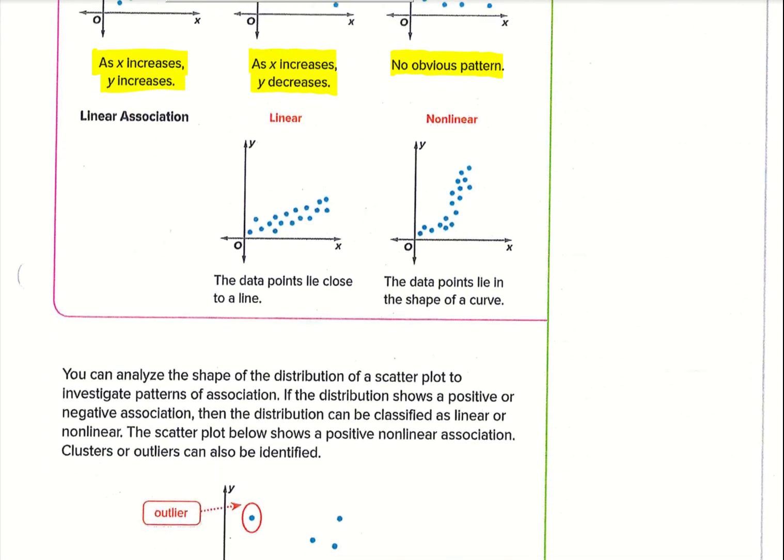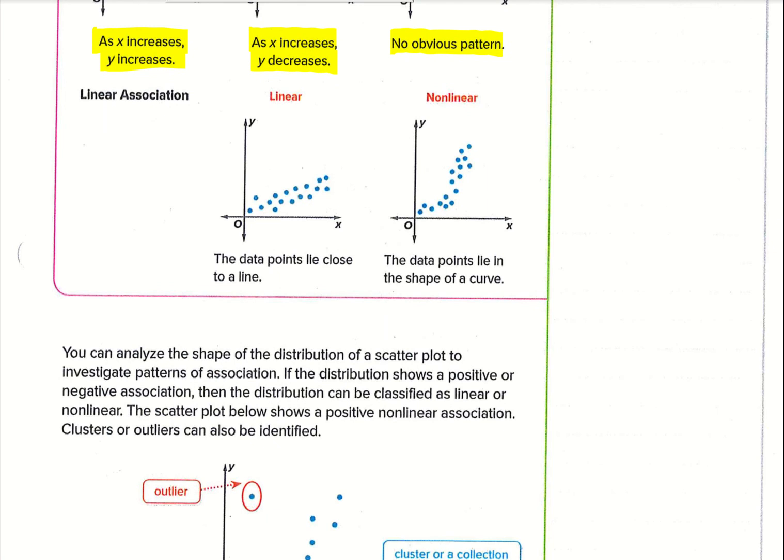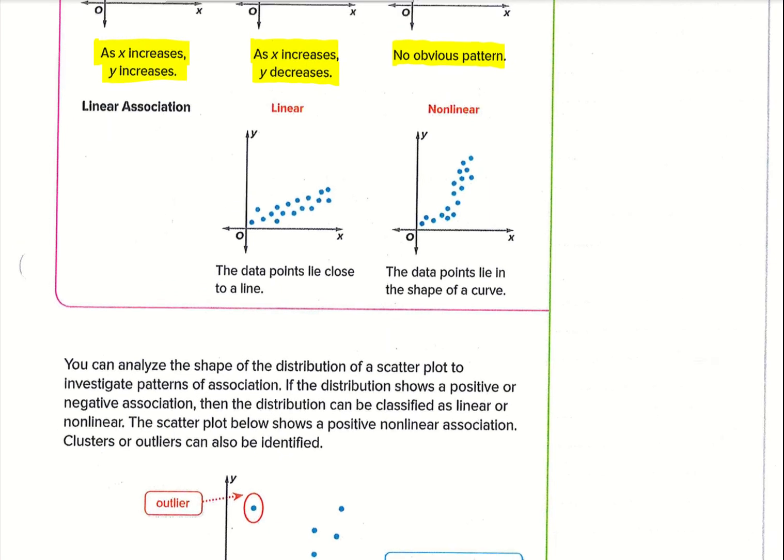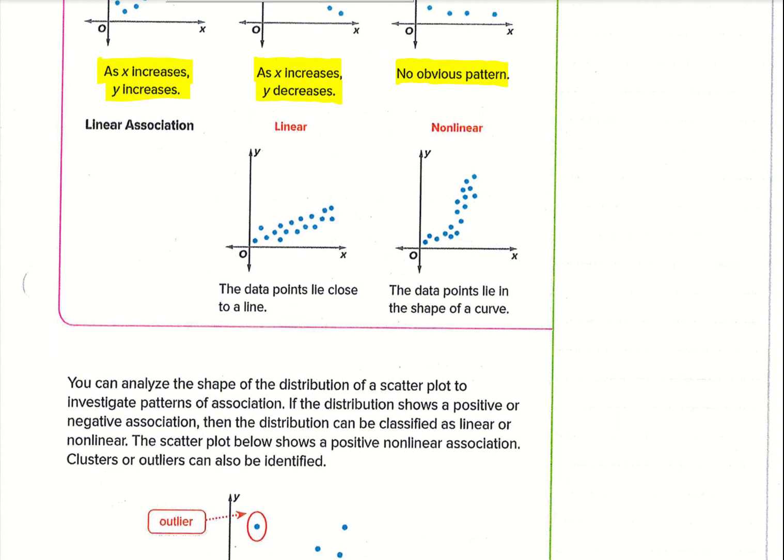If we look at the linear correlation, a linear one will look like you could just draw a straight line through it and you'd be pretty close. So I can go like this and it looks pretty close.